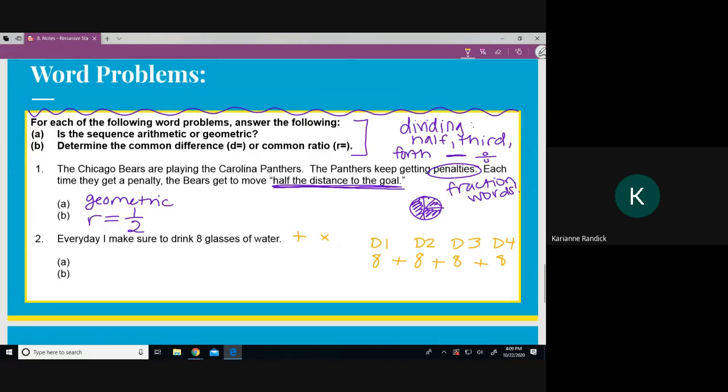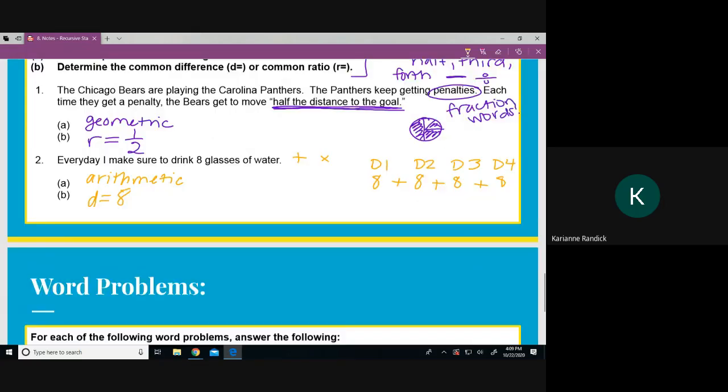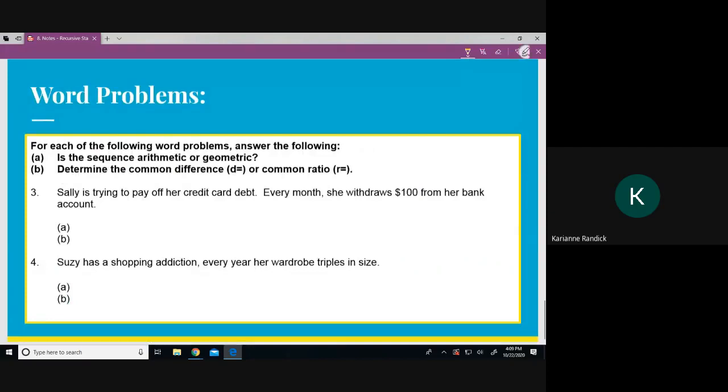That's addition. Because it's addition, we're going to be arithmetic, because you're just adding 8. Arithmetic goes with D. We're adding 8, so D equals a positive 8. Notice these keywords here: you're drinking 8 glasses. It's not saying any fraction words, like half, third, fourth. That is more division. In this one, I just said I'm drinking 8 glasses each day. That's 8 more each day. More is addition. The directions here you already have written, so worry about the word problem.